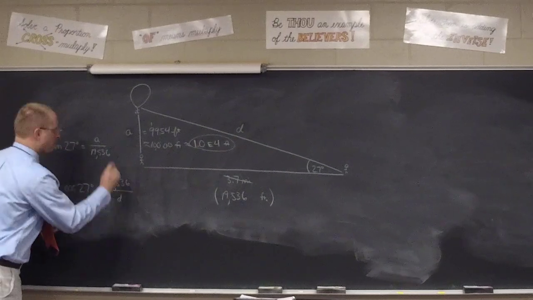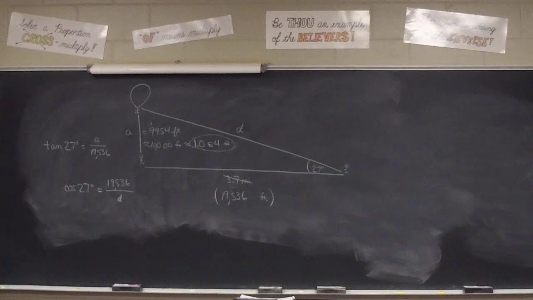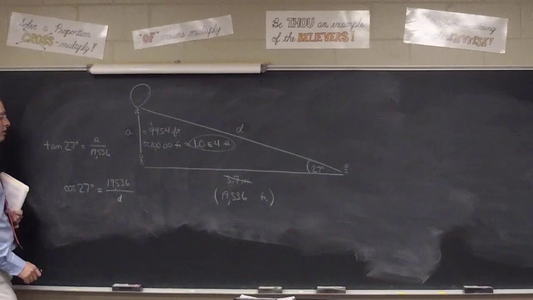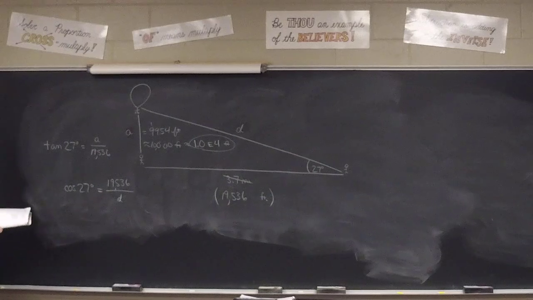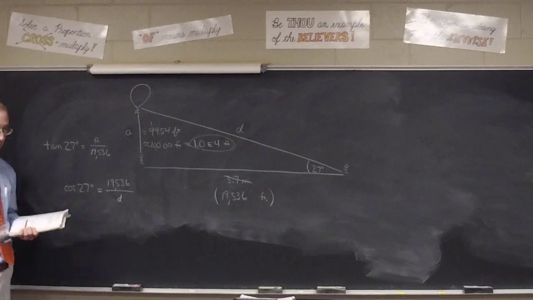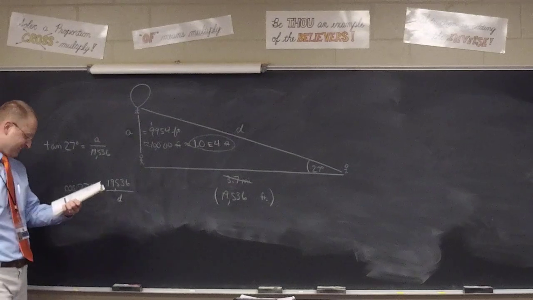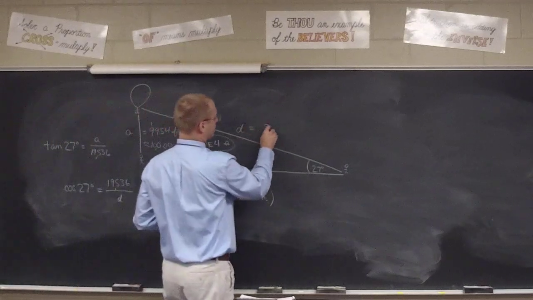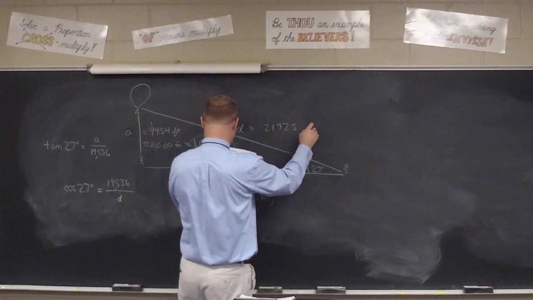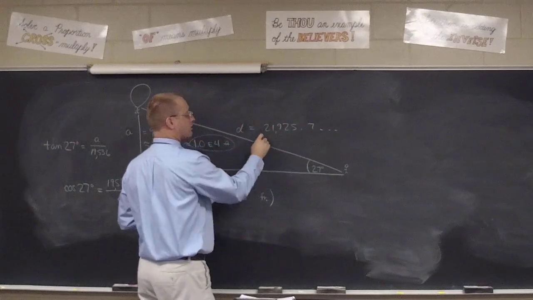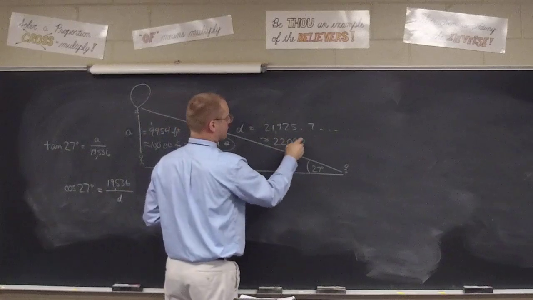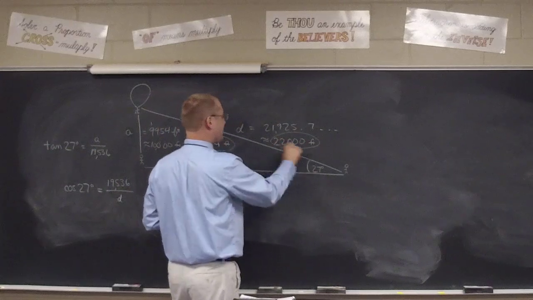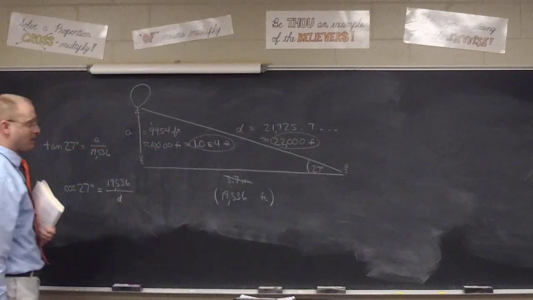All right, and then what do I have to do to actually solve for D? Divide by cosine 27. Good, alternate and then divide by the cosine of 27, and that will give us a whole lot of feet. He's redoing it to make sure he has the right answer. 21,925.7. It just keeps on going, right? Round it off. 22,000. And it's already 2 sig figs. We don't need to do scientific notation. It's about 22,000 feet away from that balloon.